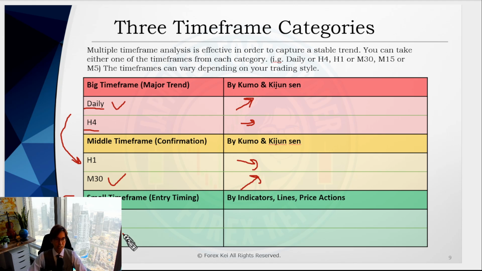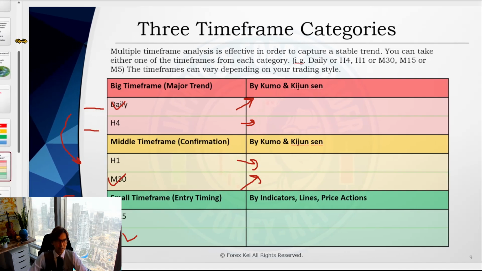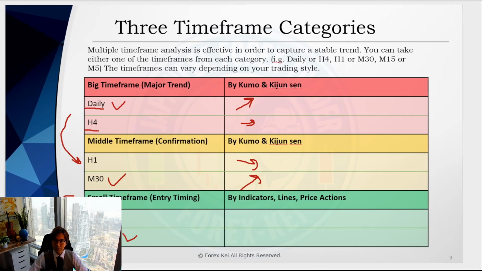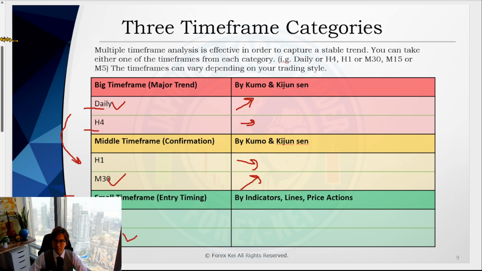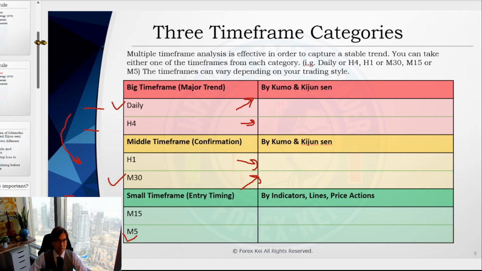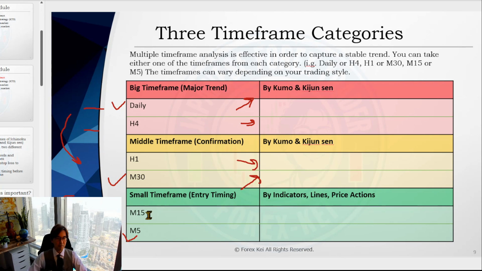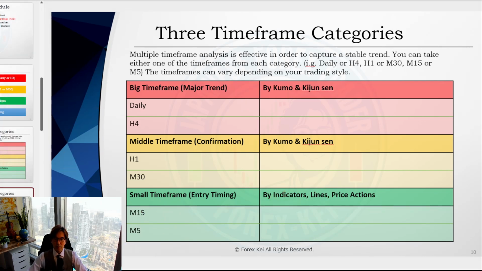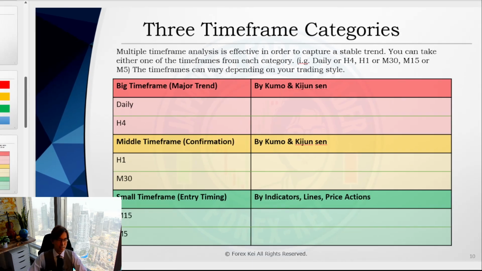Basically, I use M5. Sorry, let me do this. It looks like the chart is not really fitting here, so let me see. I should have adjusted this one, just hold on. So like this, I take the M5 and M15 to execute the trades. That's basically how I do the analysis.